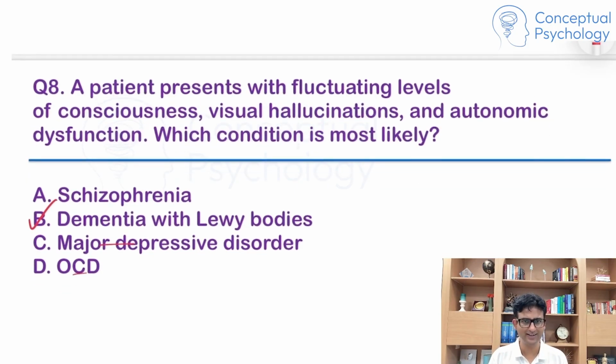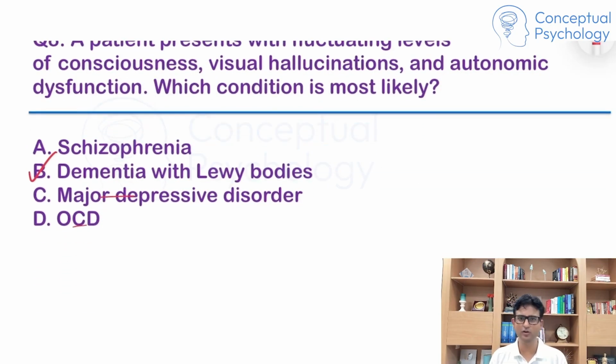But if you dive a bit deeper, dementia with Lewy bodies is characterized by a triad. There are 3 symptoms. What are these 3 symptoms?